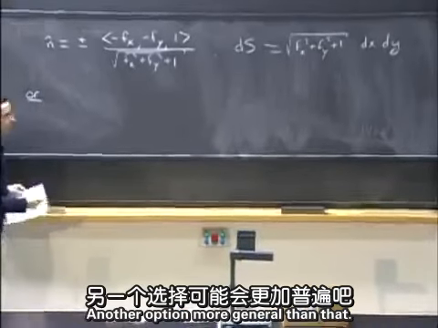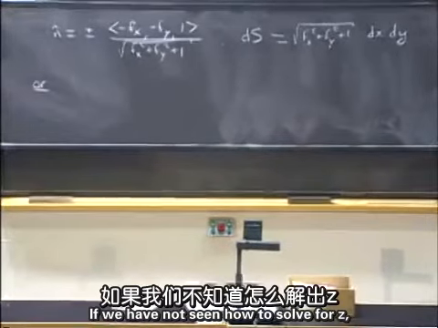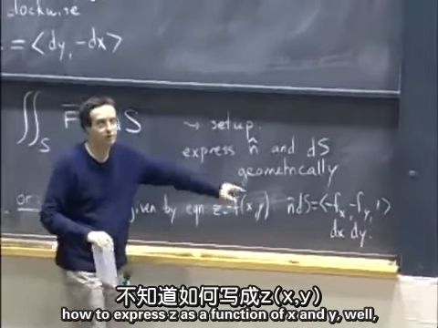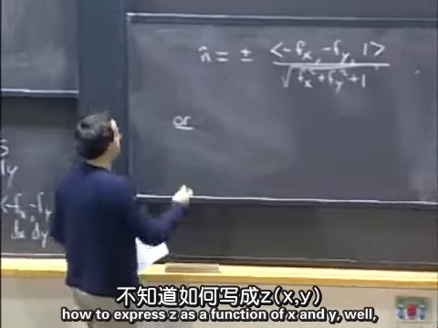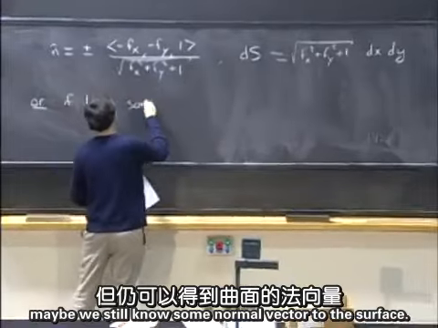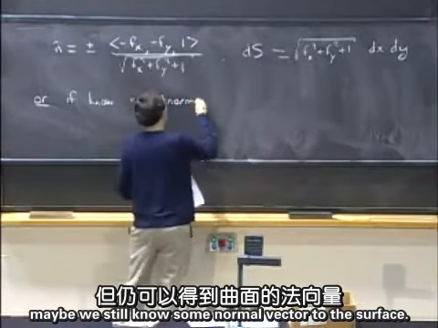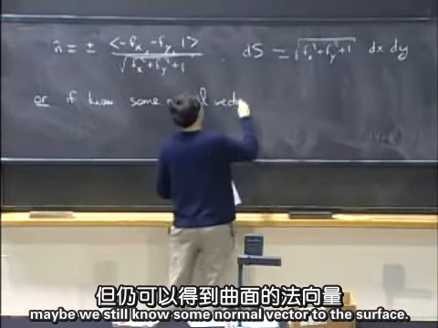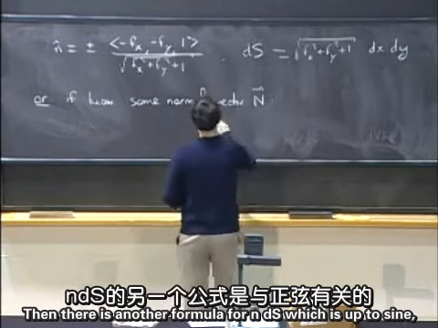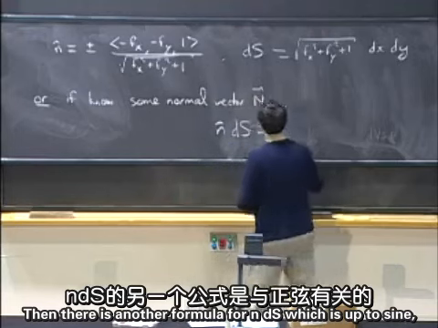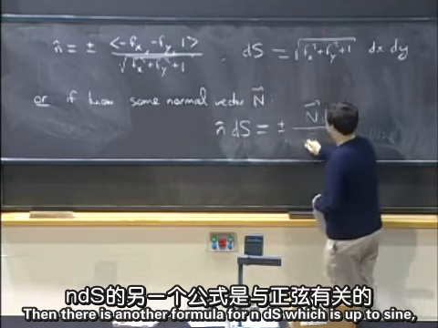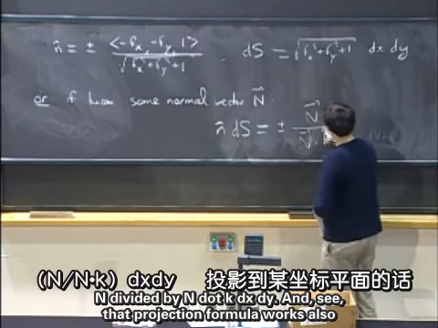Another option, more general than that: if we haven't seen how to solve for z, how to express z as a function of x and y, well, maybe we still know some normal vector to the surface. Then there's another formula for n dS, which is, up to sign, N divided by N dot k, dx dy.